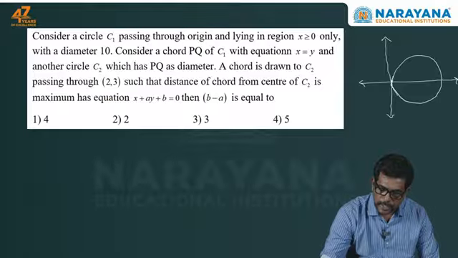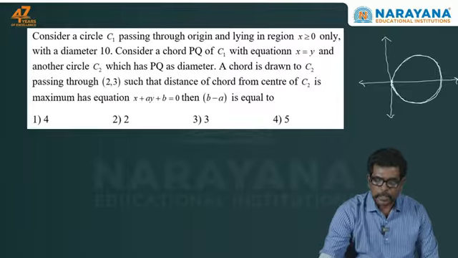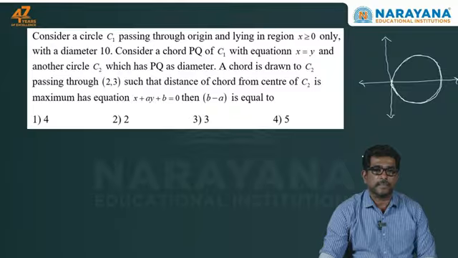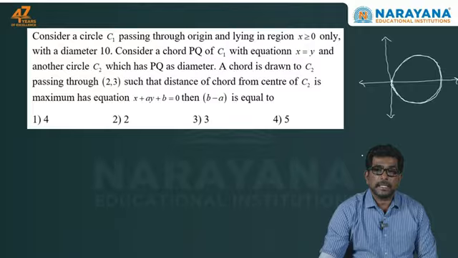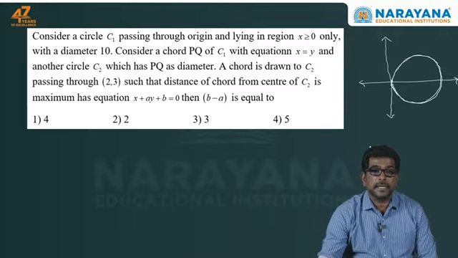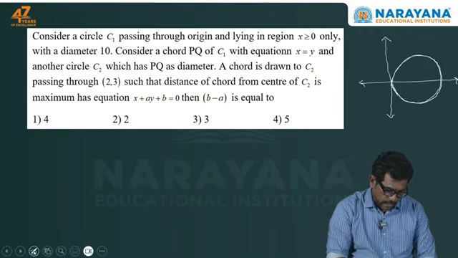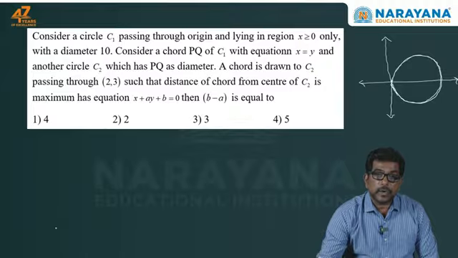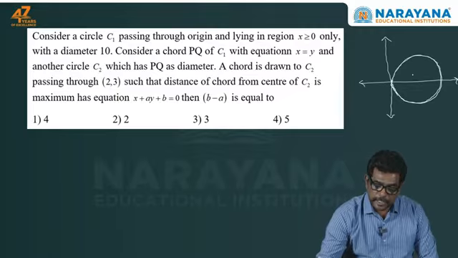Passing through the origin and x is always greater than or equal to 0. That means the circle lies completely either in the first quadrant or in the fourth quadrant. Here the diameter is 10. Consider a chord PQ of C1 with equation x is equal to y.